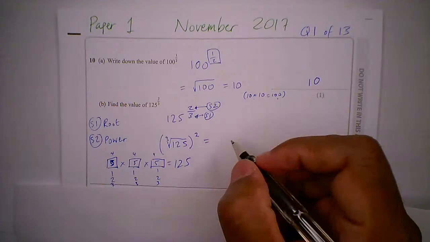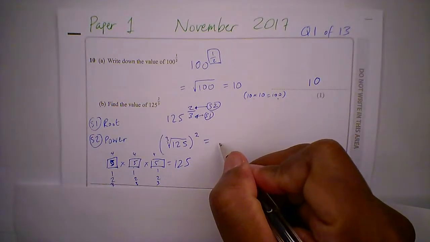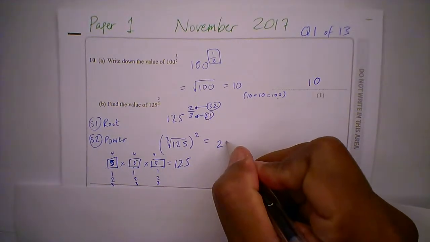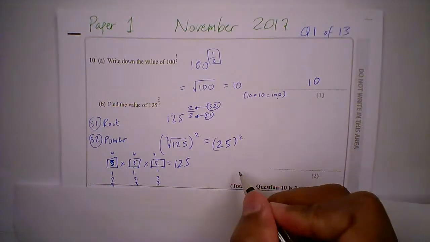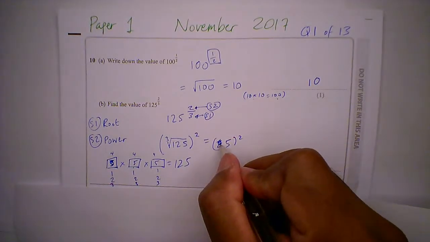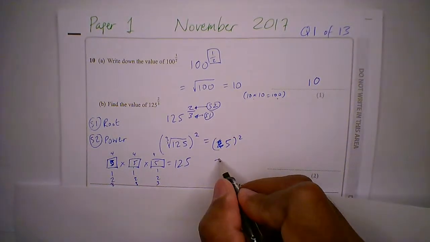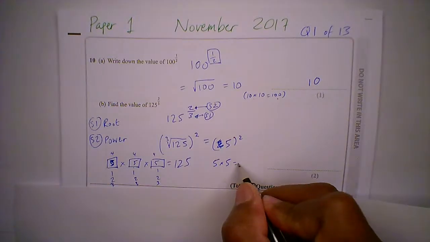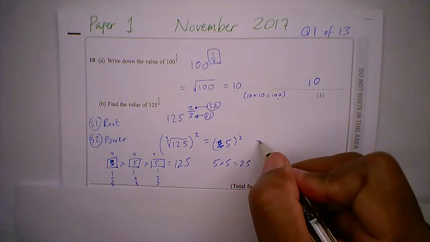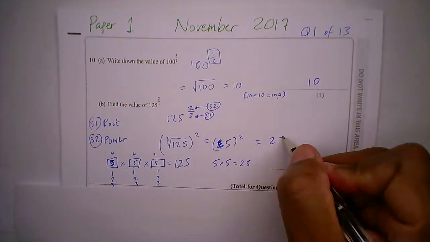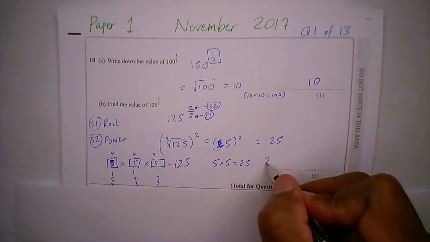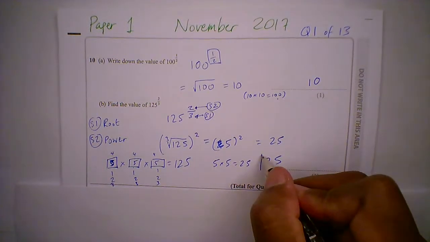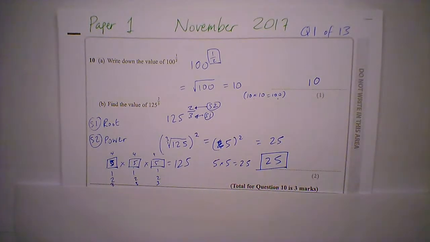So the cube root of 125 equals 5. Then I square it. So I do 5 times 5, which gives me 25. So my final answer becomes 25. Okay, nice, easy start to the exam. So this is our first question.